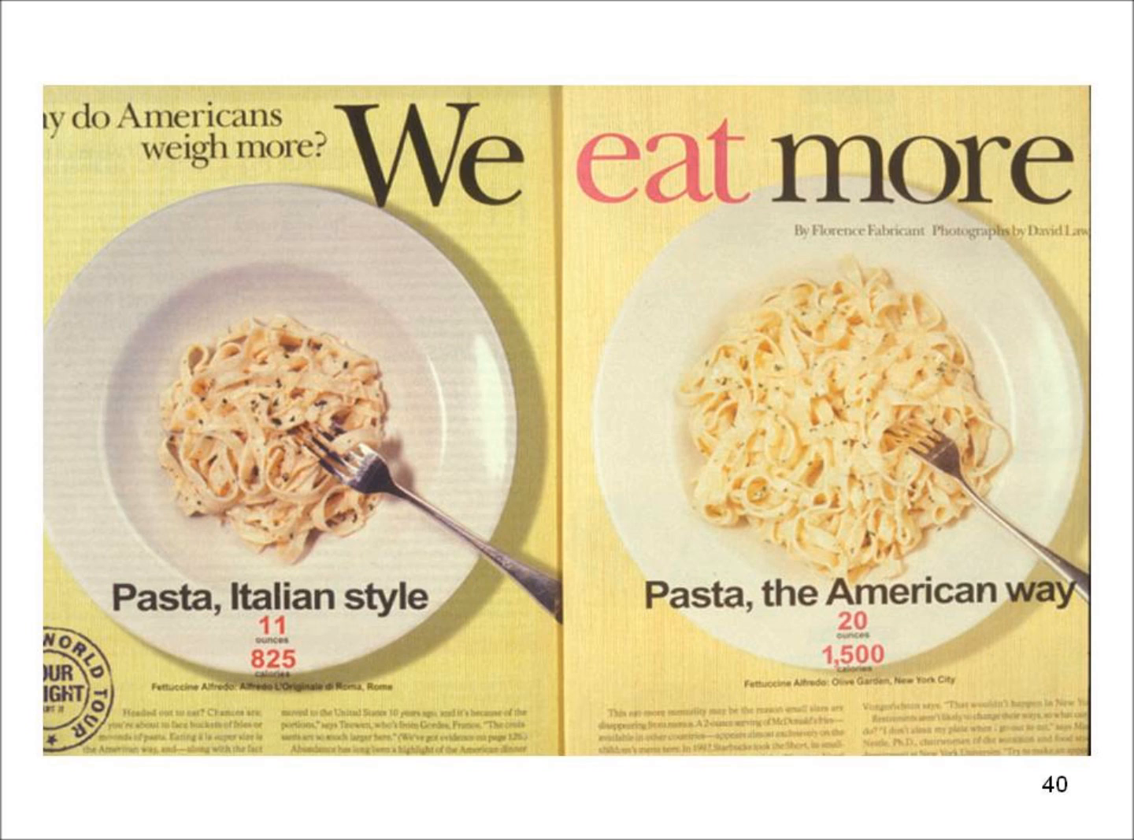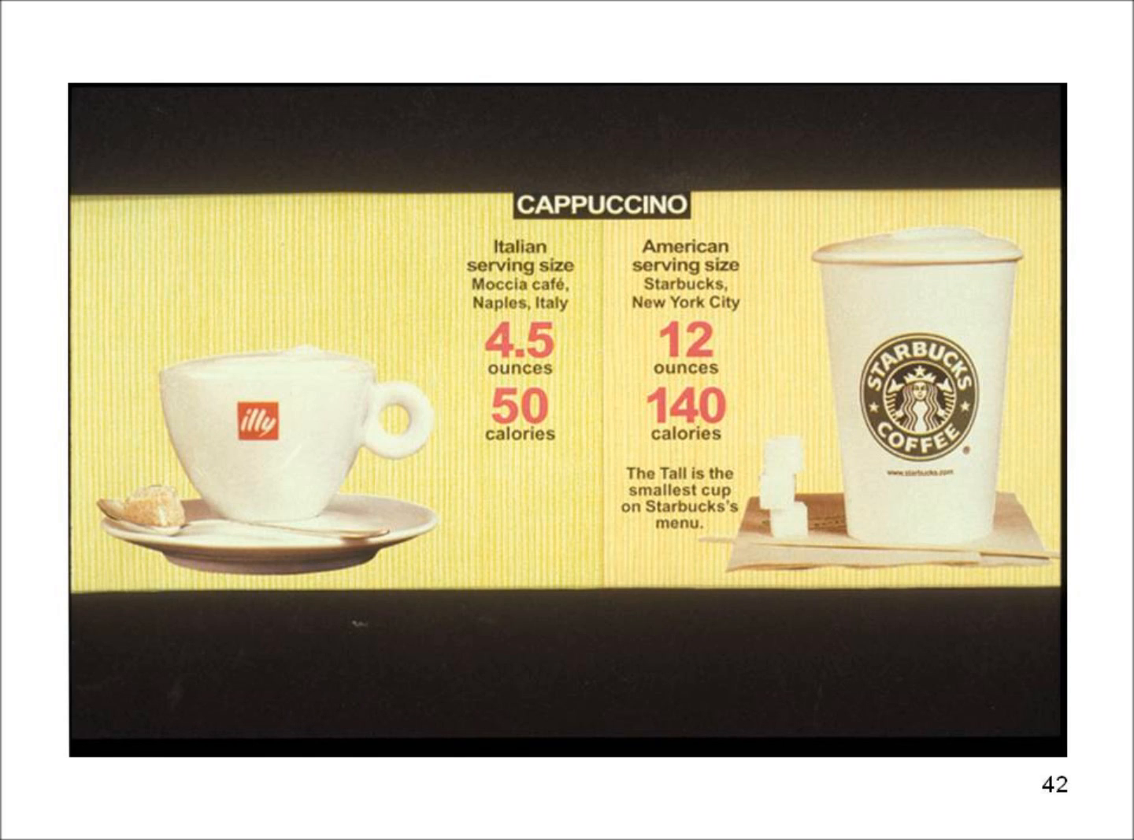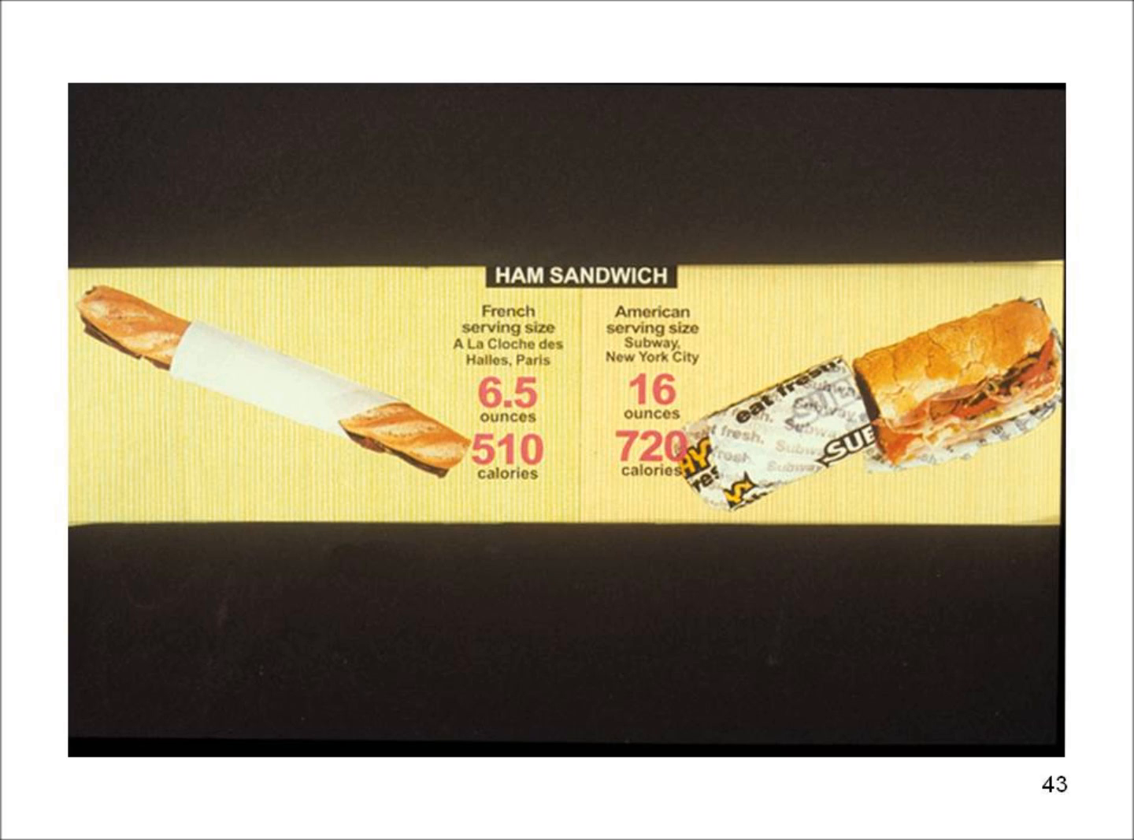Americans seem to have greater terminal thresholds than people in other countries. The American portion of pasta is more than that of Italians. American-sized McDonald's servings are larger than that of the English. Here we see that an average American cappuccino is 12 ounces, and the average Italian size is 4.5 ounces. The American ham sandwich is 16 ounces. It's more than twice that of the French serving.